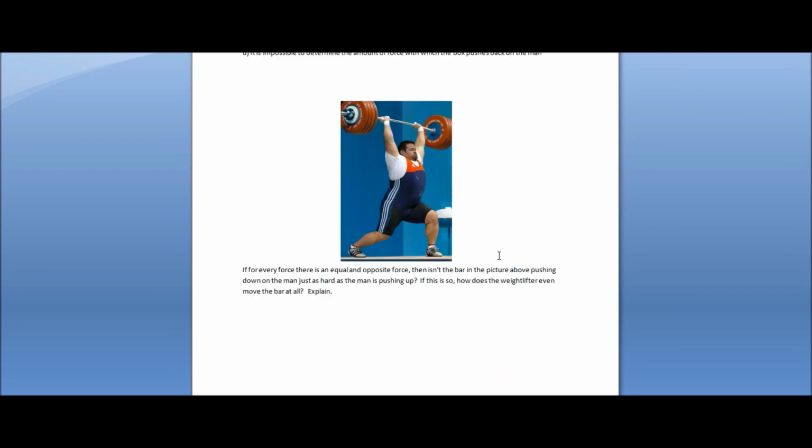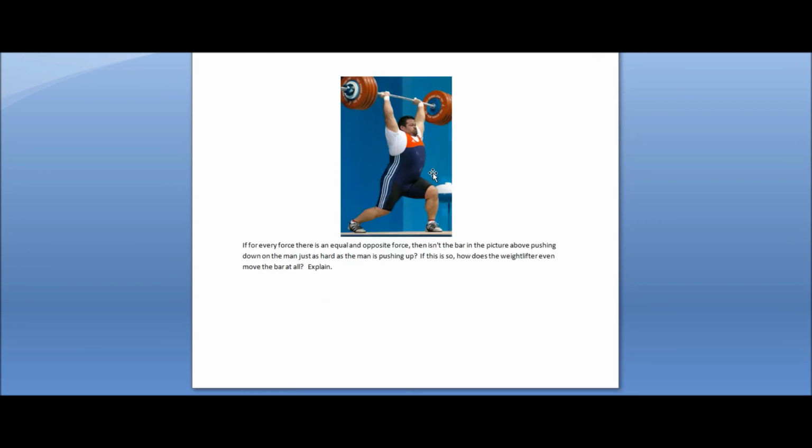All right, for our last example here, we've got a guy doing a clean and jerk lift, and here's the question: for every force there's an equal and opposite force, then shouldn't the bar be pushing on him just as hard as he's pushing on the bar? And so how does this even move? And that's a common issue with these problems, is when you really think about it, how does anything ever move if the forces are always equal?